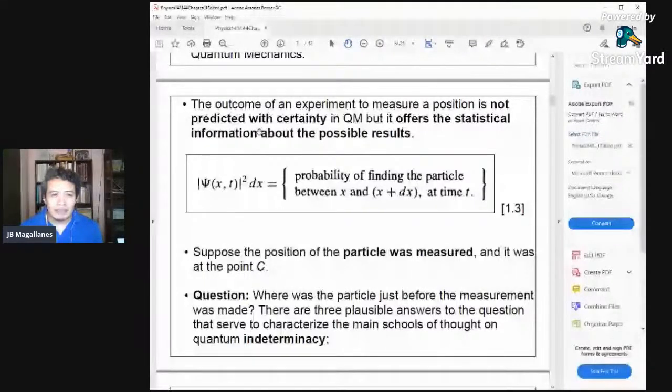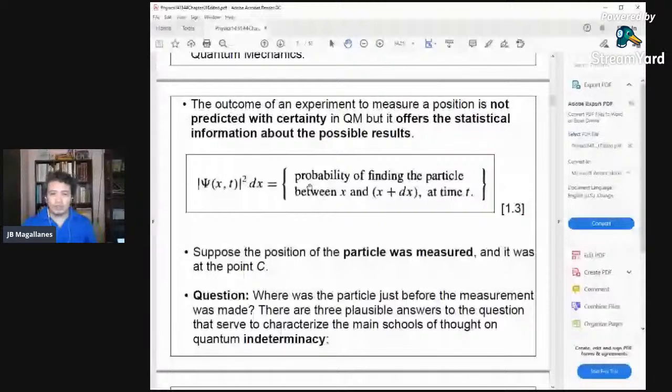So let me just read this. The outcome of an experiment to measure a position is not predicted with certainty in quantum mechanics, but it offers statistical information about the possible results. Say, for example, if you put your hand in front of your face, of course, your hand will be in front of your face, but your hand will be shaking or your fingers will be moving. So there is some kind of uncertainty, but your hand is still in front of your face.